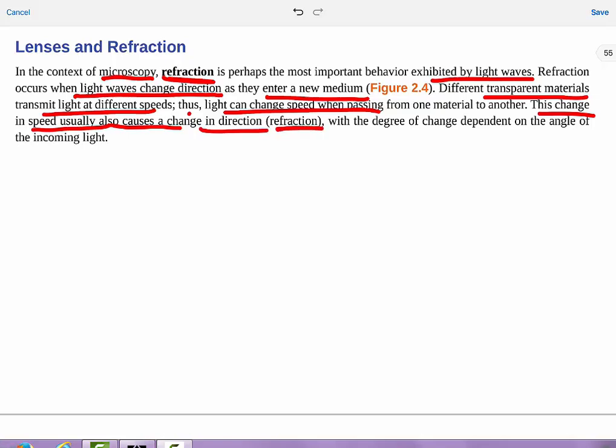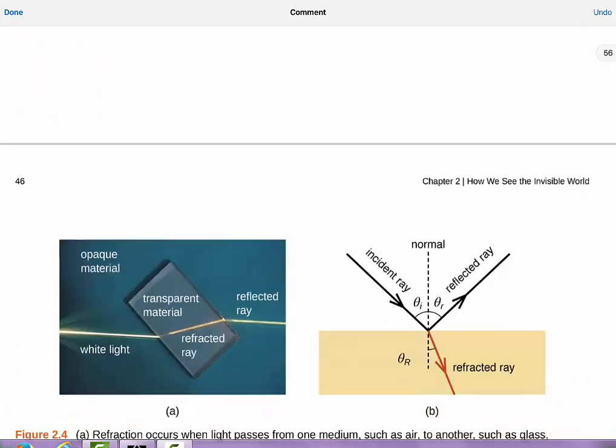Refraction, again, is a change in direction of light waves, with the degree of change dependent on the angle of the incoming light. So we're concerned with that angle as well, and we'll see some examples here.